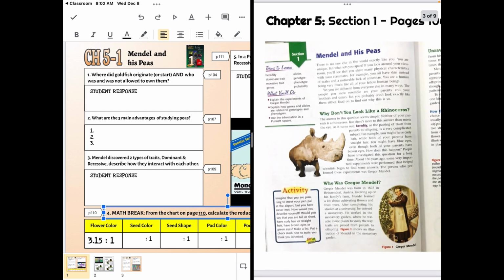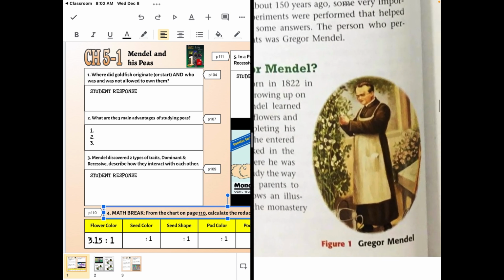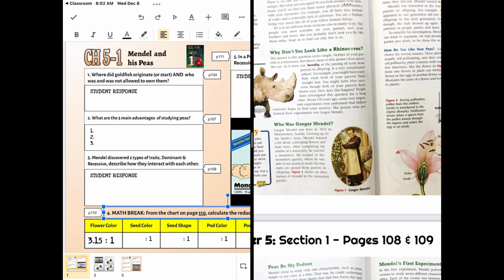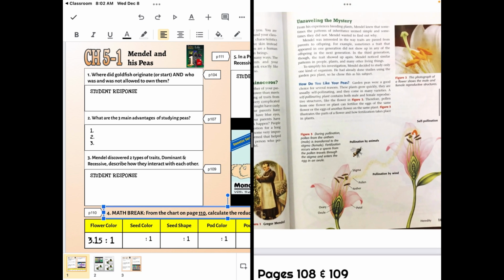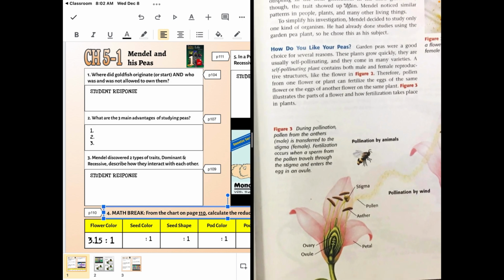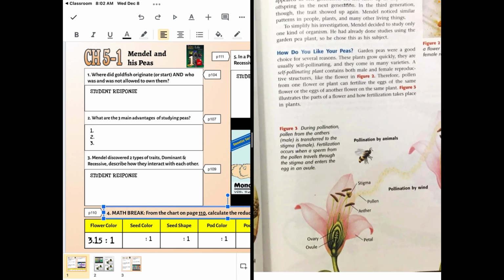Now we have this guy here, Gregor Mendel. He was a monk, that's why he's wearing such cool clothes. And he studied garden pea plants to learn about inheritance. He actually worked in the garden. So the advantages of studying peas are here. There's 3 advantages. And he studied many types of pea plants.